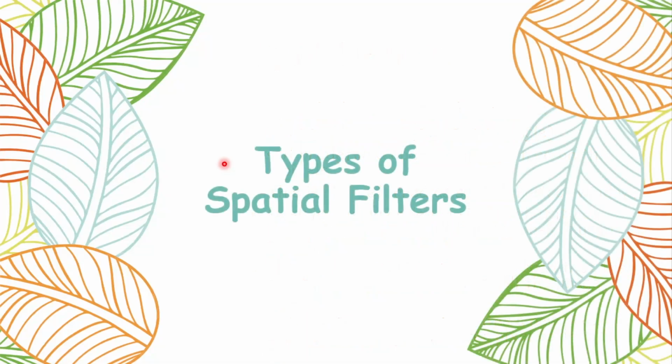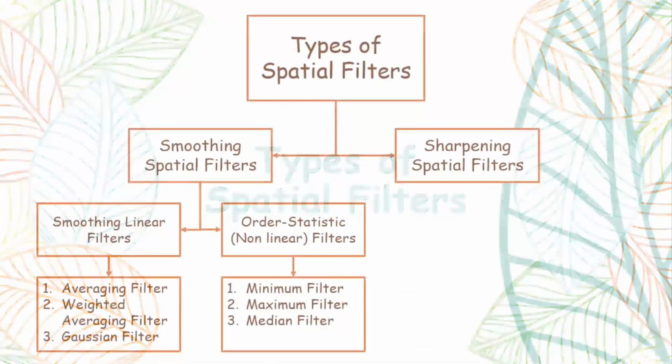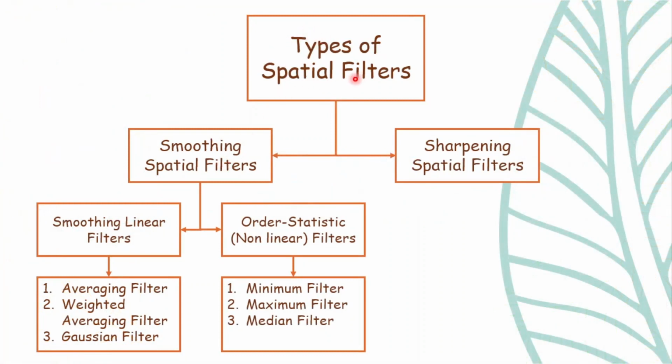Now let's look at types of spatial filters. Spatial filters are classified into two types: smoothing spatial filters and sharpening spatial filters. Again, smoothing spatial filters are classified into two types: smoothing linear filters and smoothing nonlinear filters, or order statistic filters. Now our topic of interest in this video is this part.